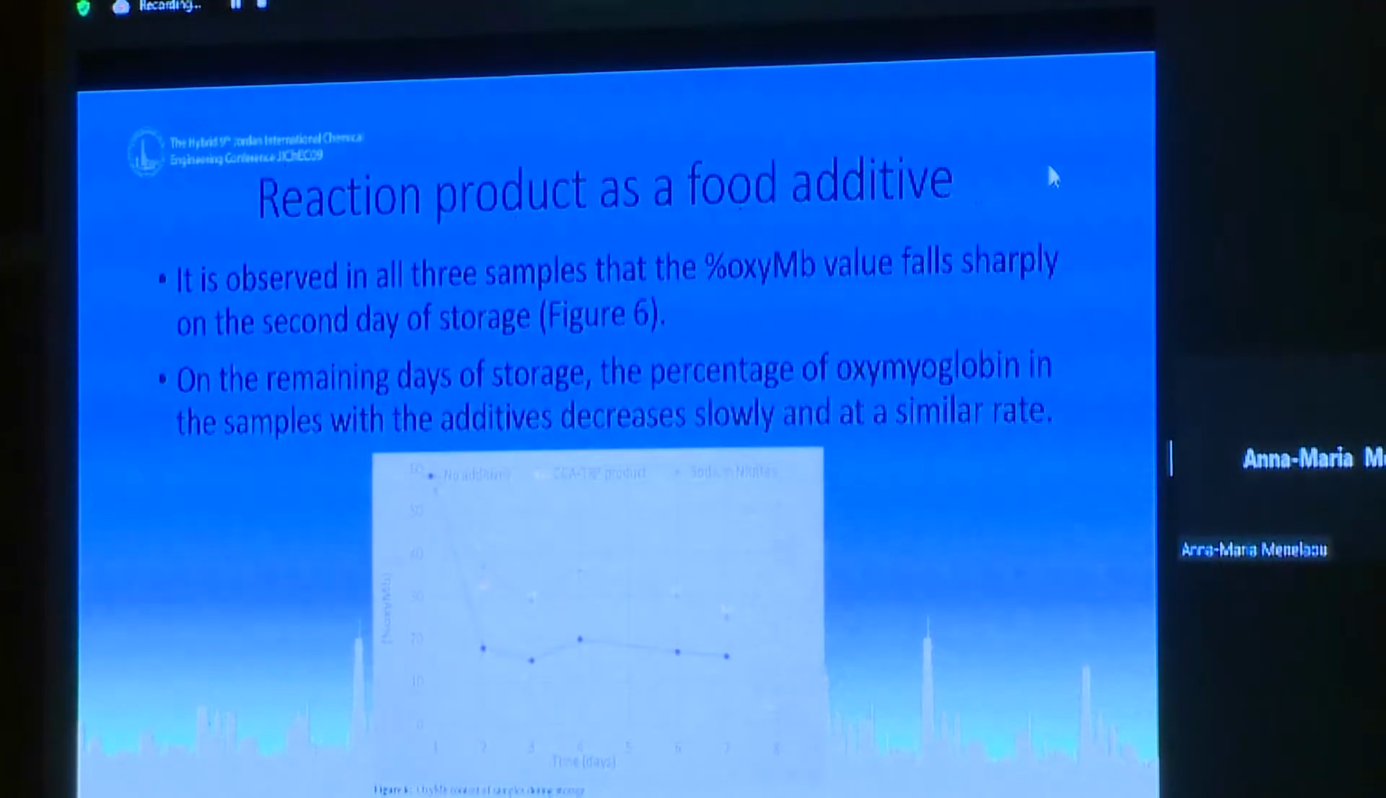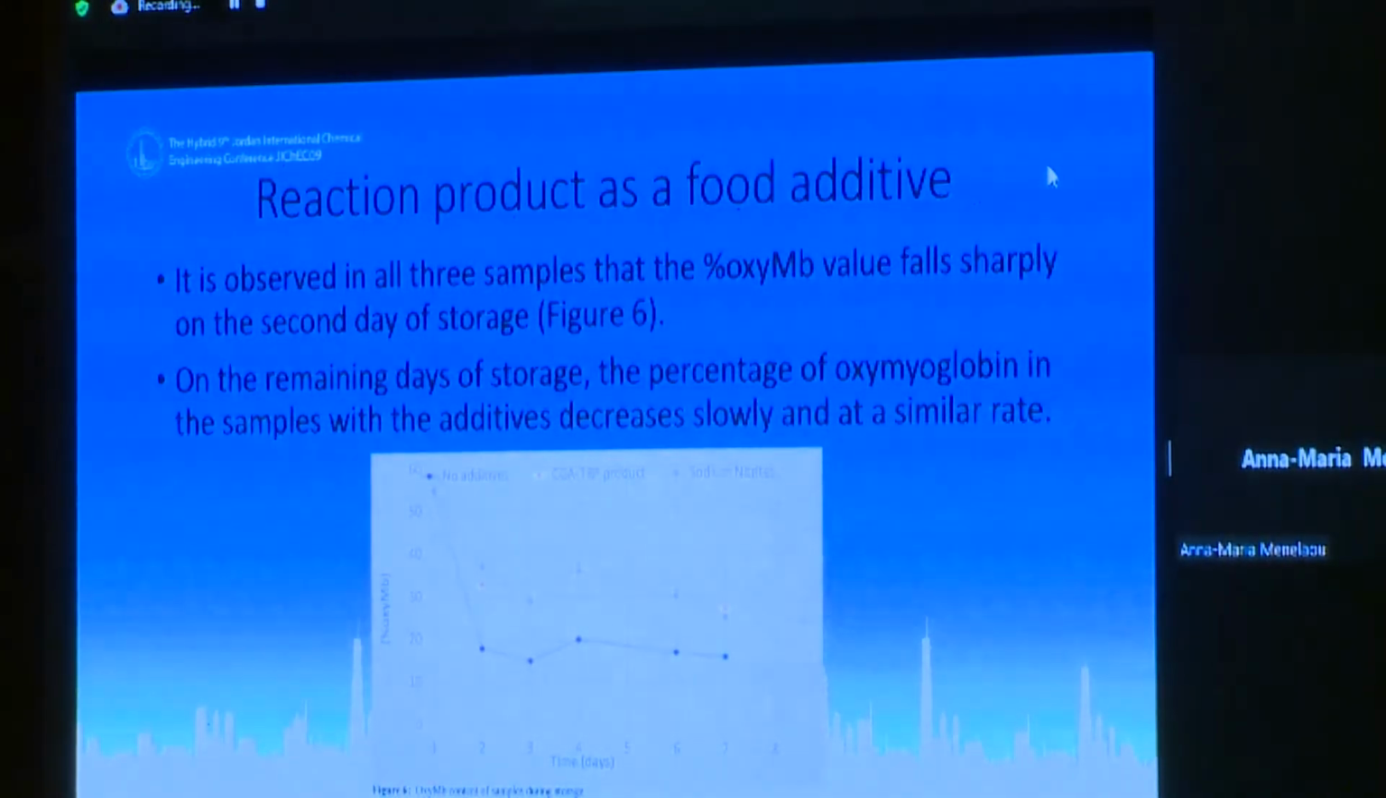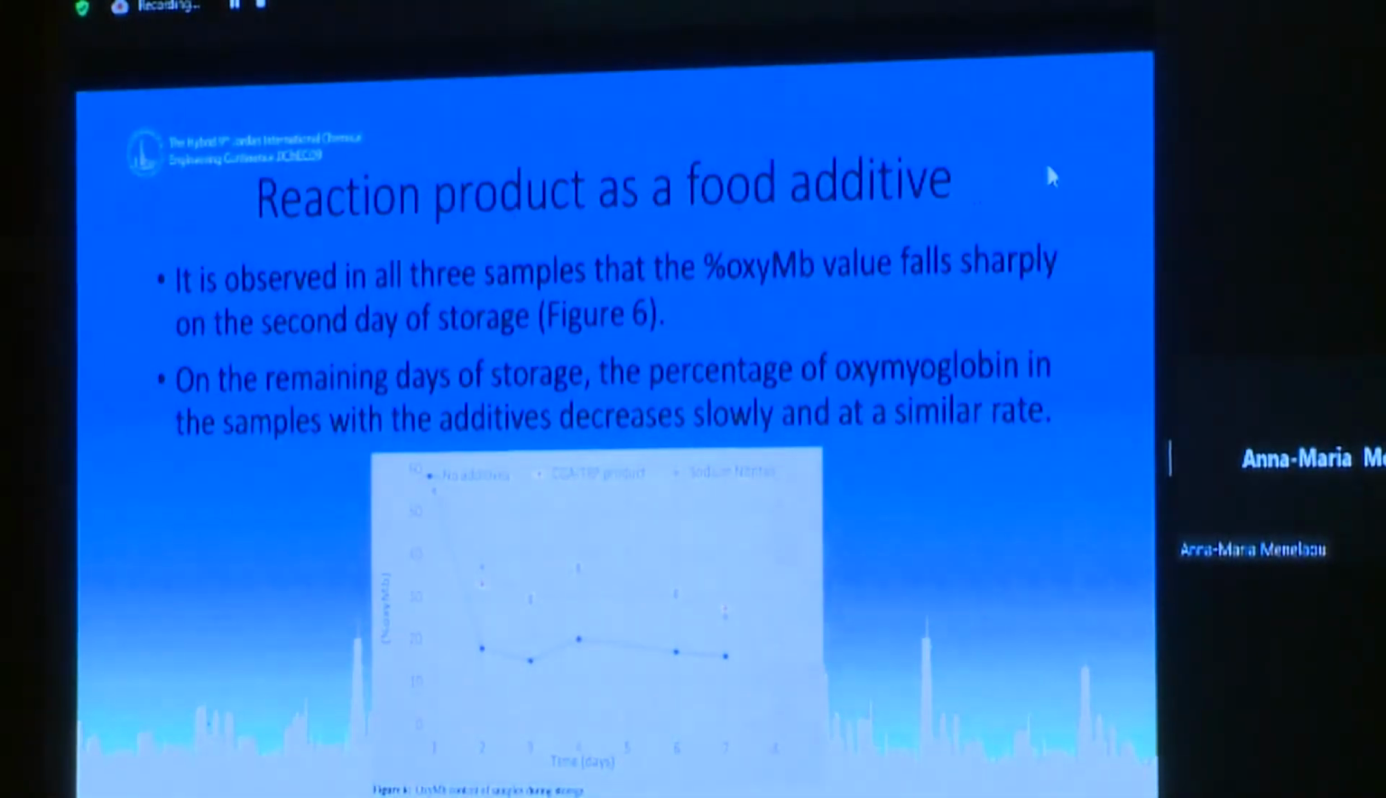In Figure 6, it is observed in all 3 samples that the oxymyoglobin percentage value falls sharply on the second day of storage. The sample that did not contain additives shows the largest drop. It is also observed that on the remaining days of storage, the percentage of oxymyoglobin in the samples with the additives decreased slowly and at a similar rate, maintaining to a large extent the original color.